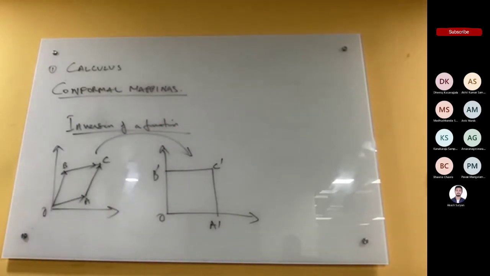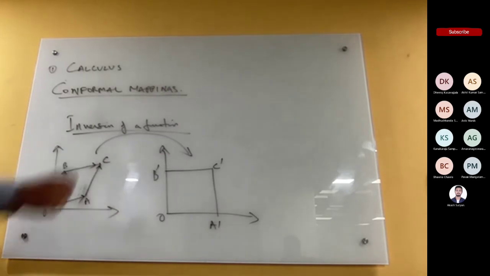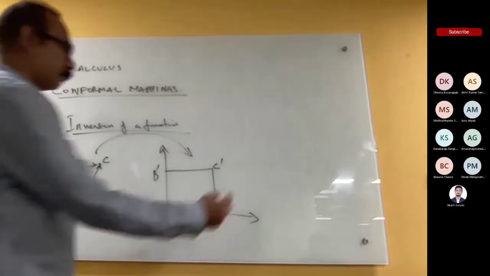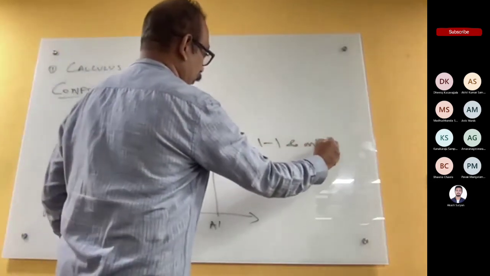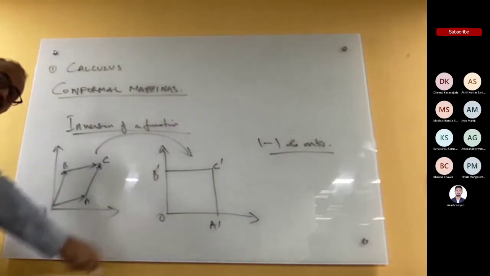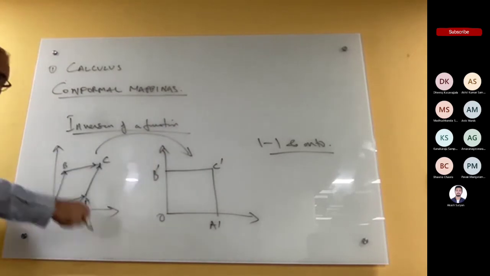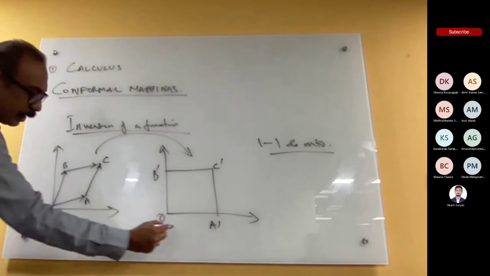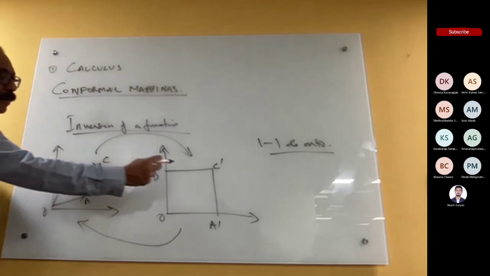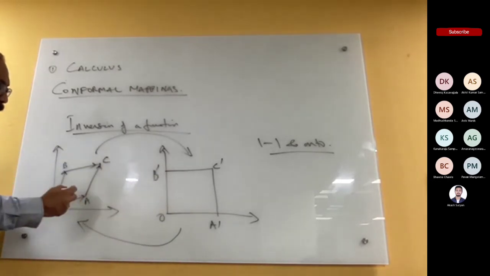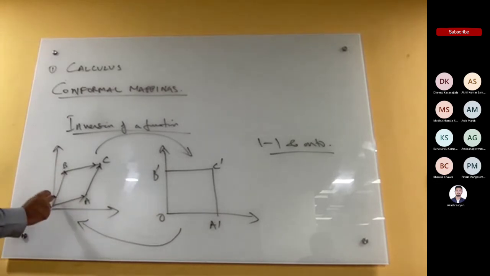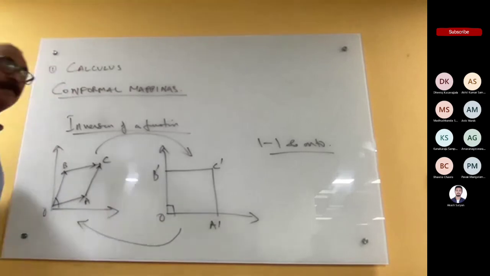Now, is this function invertible? This is a one-to-one and onto function, let's just say. That means everything here has a unique point here and everything here has a unique point here. If you try and create an inversion of this, there is no guarantee that these angles will be maintained.